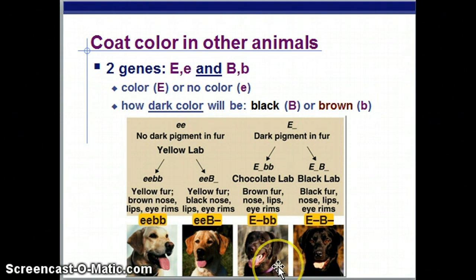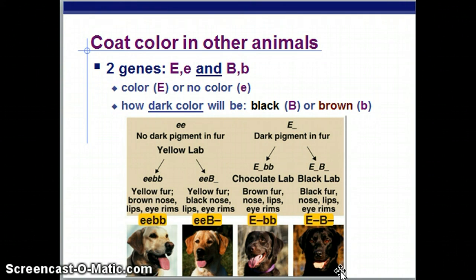Move over one. Here the chocolate lab gets the gene for color, so it has a dominant E, but then it got the recessive alleles for brown. So you get this chocolate color. For a black lab, it got the dominant color allele and the dominant black allele. So this is where you get a black lab.